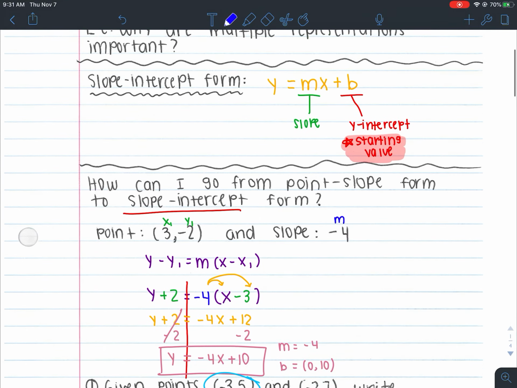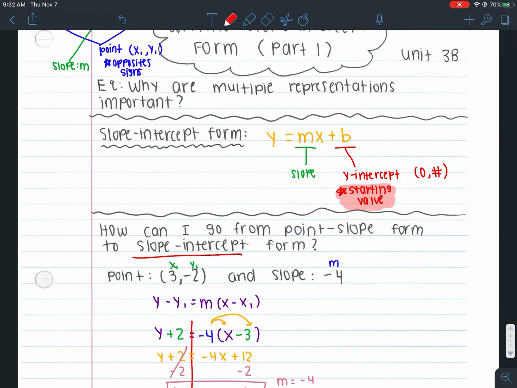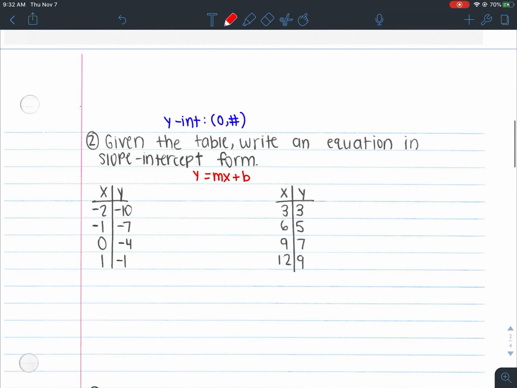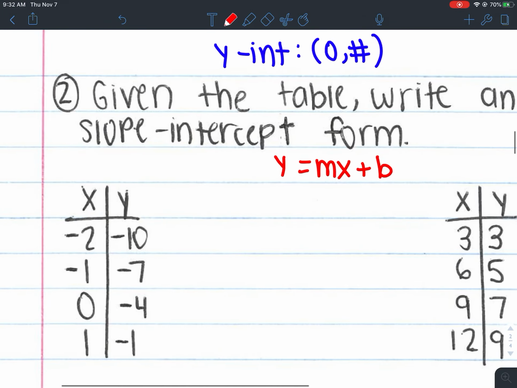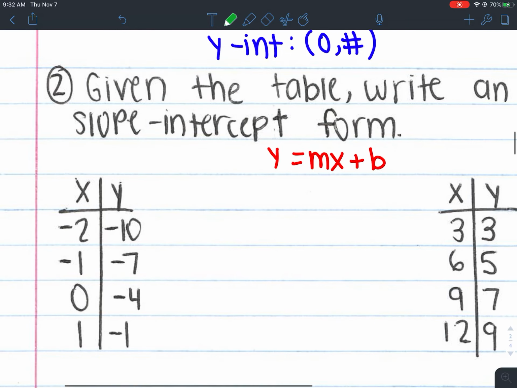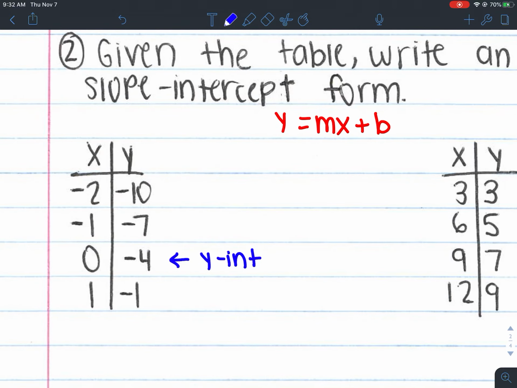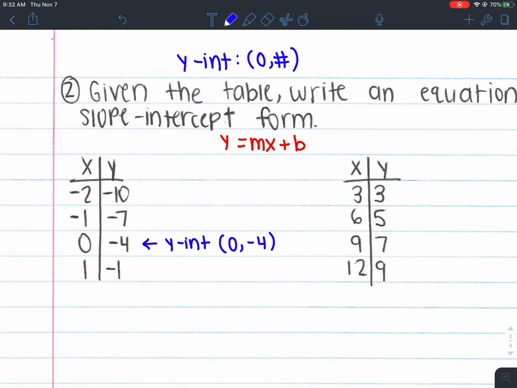And actually, let's go ahead and write that at the very top of our notes. So a y-intercept is 0, number. Okay? It's where our graph crosses the y-axis. So it's going to be 0, number there. So I have a table here. So I'm given lots of points. And luckily for me, I actually have a y-intercept. If you notice, 0, -4 is the y-intercept because it has 0, number, right? It has 0 for the x value, and then it has something for a y. So it's our y-intercept. So our y-intercept here is 0, -4.